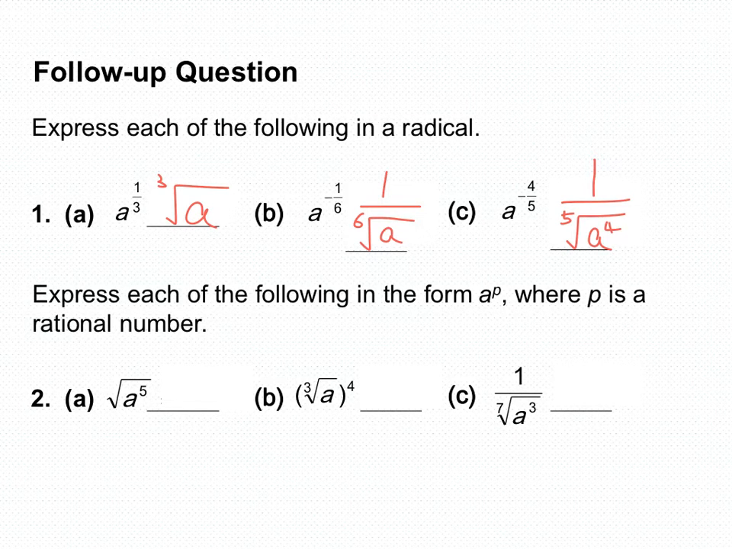Okay, number 2 is the converse. Do it the reverse way. For A, no number at the top left corner means a square root. That means 5 over 2. For B, the top left is 3, which means the index is over 3, and to the power 4, so 4 over 3. Part C is a negative index because it's a reciprocal. 7 means over 7, and 3 over 7.